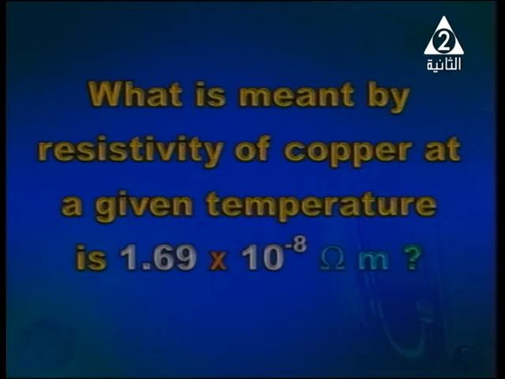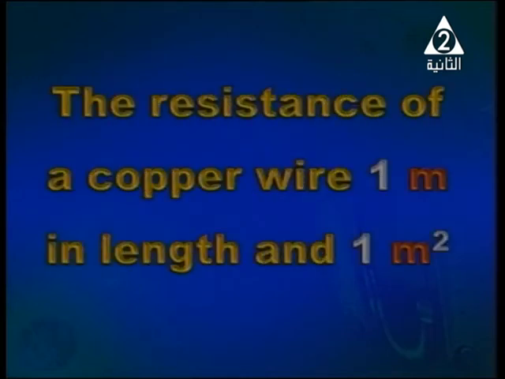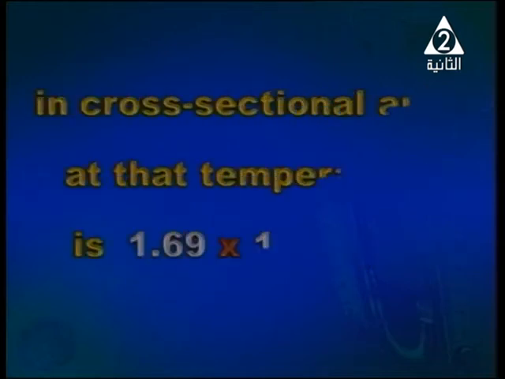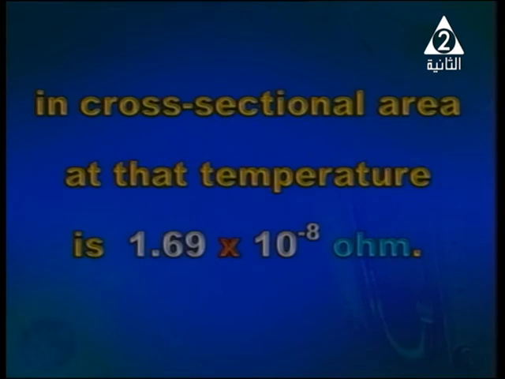It means the resistance of a copper wire 1 meter in length and 1 meter squared in cross-sectional area at that temperature is equal to 1.69 times 10 to the power of negative 8 ohm.